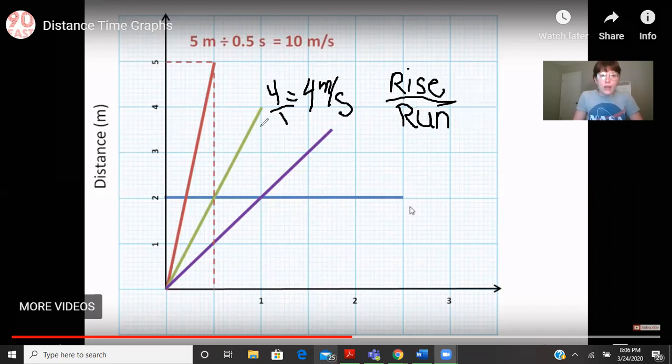Let's look at the purple line. Actually, I want you to try it by yourself. So pause the video and then we can check it together. Okay, so my rise is 3.5, and my run is 1.75.